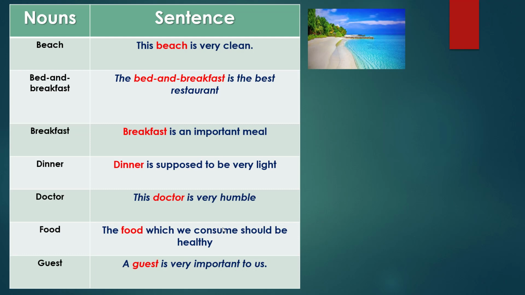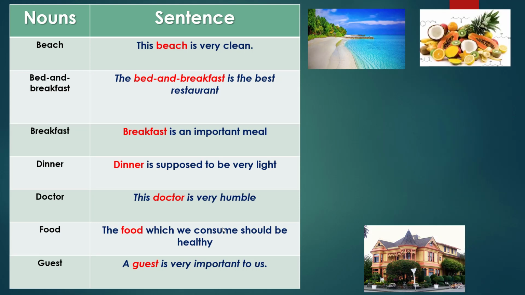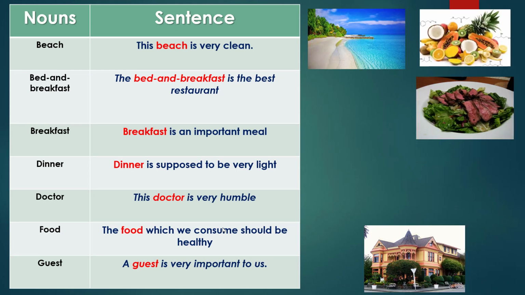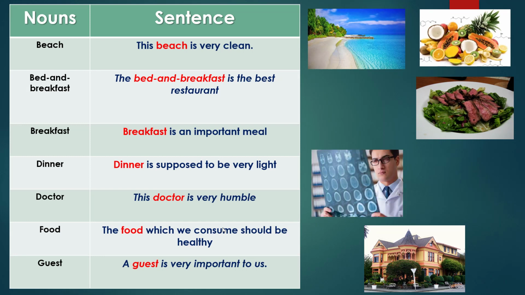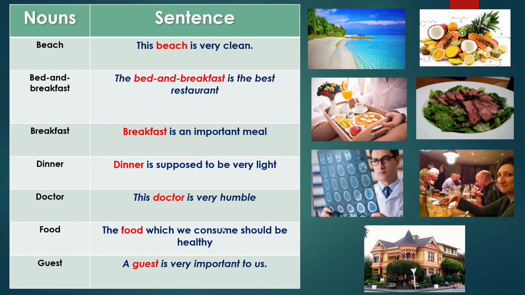Example of another sentence for the above-mentioned nouns. The bed and breakfast is the best restaurant. Breakfast is an important meal. Dinner is supposed to be very light. This doctor is very humble. The food which we consume should be healthy. A guest is very important to us.